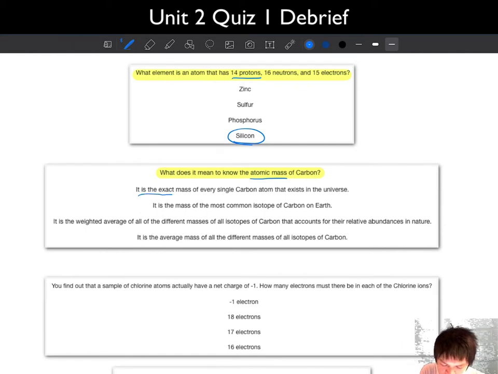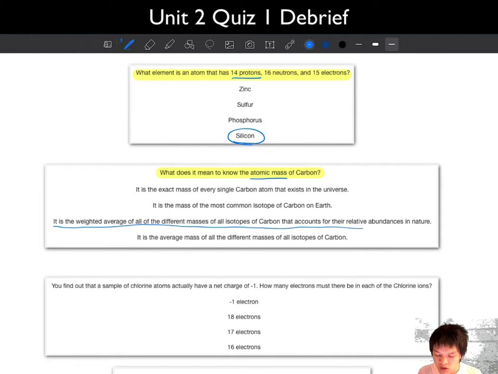Is it the exact mass of every single carbon atom that exists in the universe? No, that can't be possible. Is it the mass of the most common isotope? Nope, it's the average, the weighted average of all of the isotopes, right? It is the weighted average of all of the different masses of isotopes of carbon that accounts for the relative abundances in nature. That's the one.